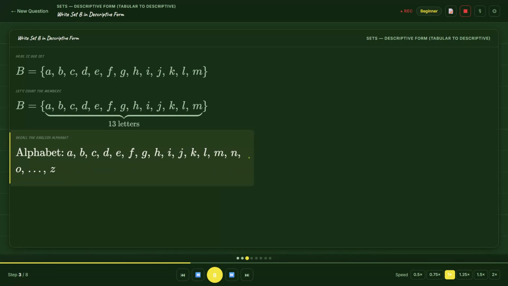Now, let's think about the English alphabet. It starts with A, then B, then C, and keeps going all the way to Z. There are 26 letters in total.